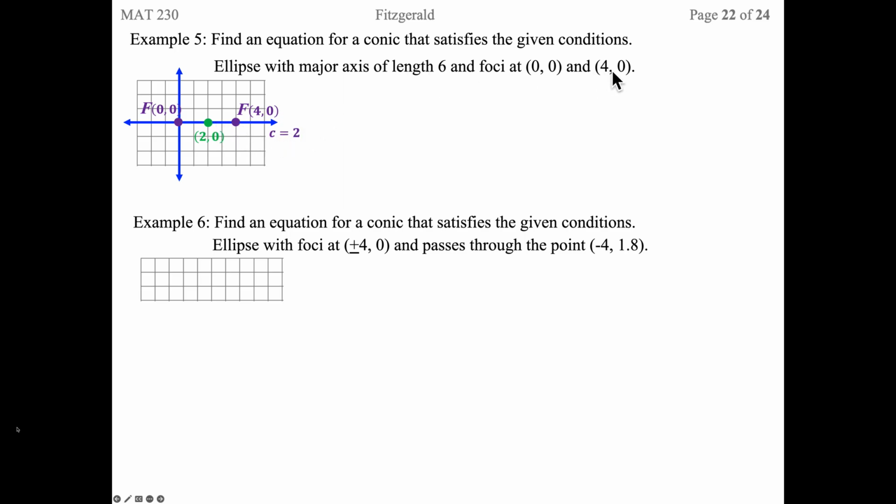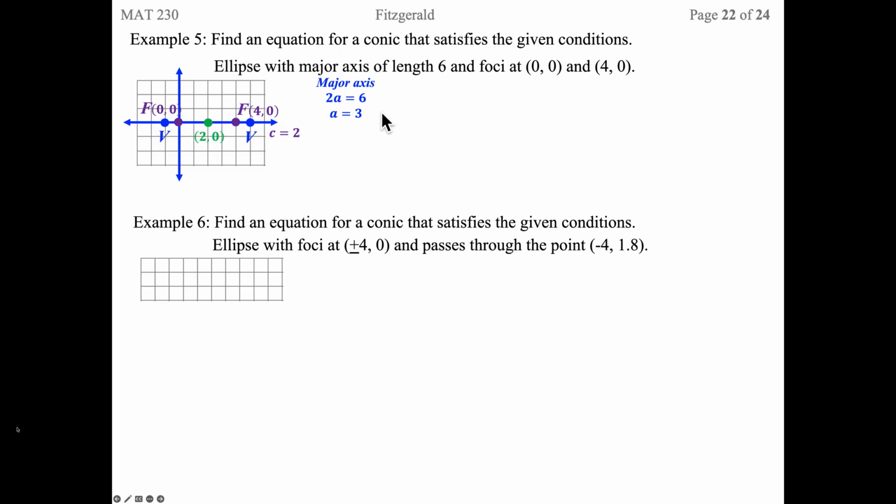Now they didn't give me the vertices, so how do I find the a? Remember, the major axis is 2a. And if the major axis is equal to a length of 6, then 2a equals 6. Divide over the 2, a is equal to 3. If you want to count 3 squares to the right and 3 squares to the left and plot the vertices, you're more than welcome. But I can see that this is being stretched more horizontally.